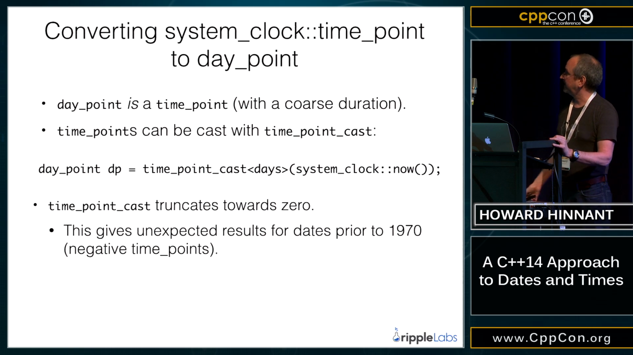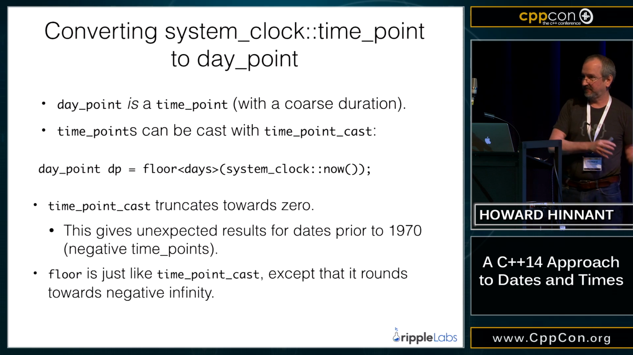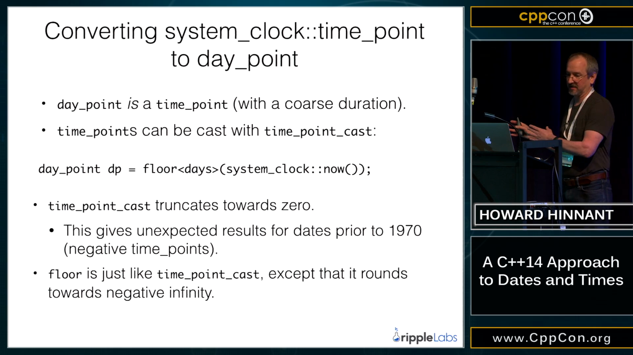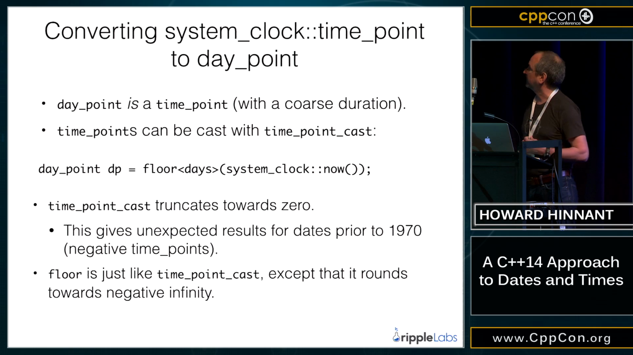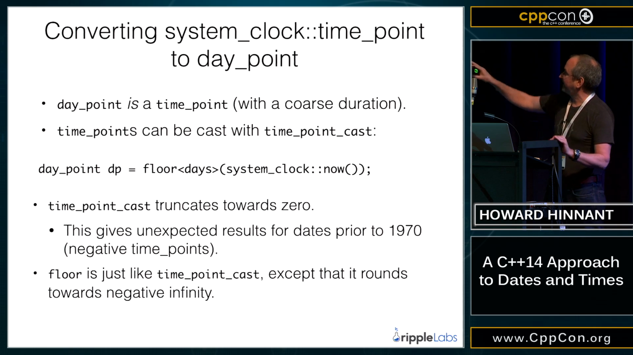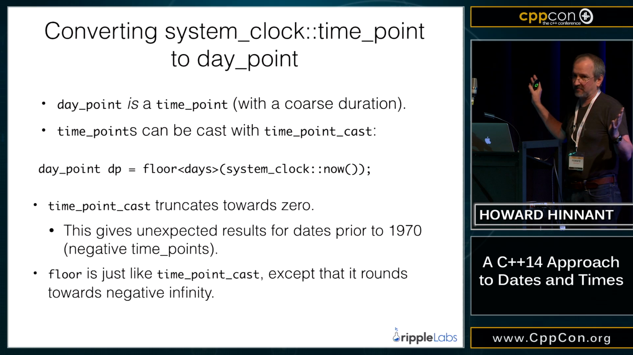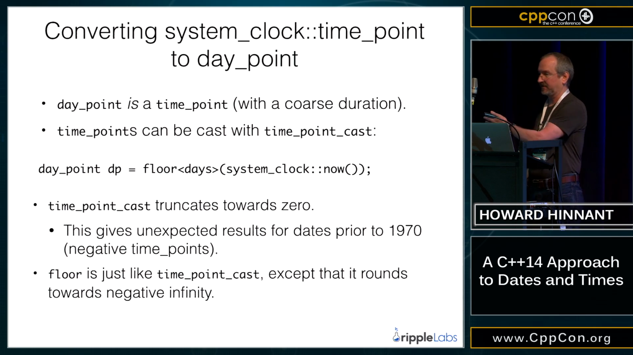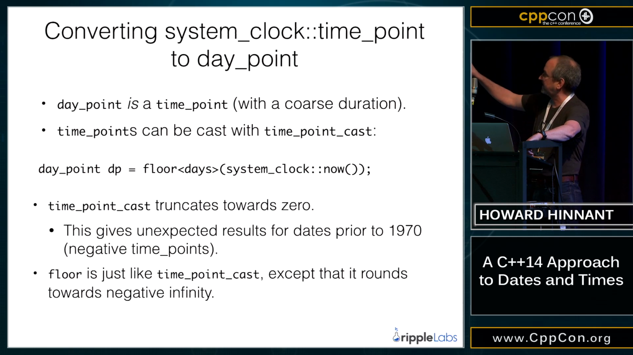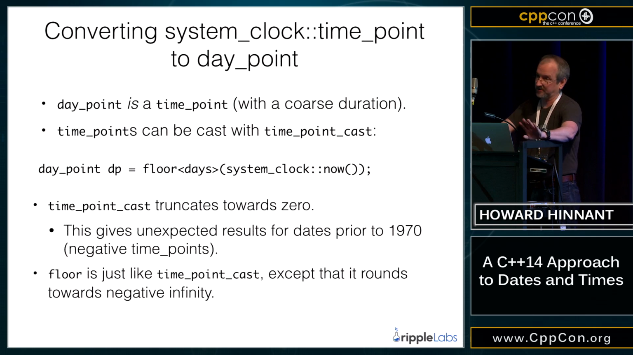So I'm creating a new rounding mechanism that's called floor, which rounds towards negative infinity so that it actually gives you the expected results for all time points, not just those after the epoch. It's just as efficient as time point cast. In fact, it actually calls time point cast and then does the rounding for you. And so I favor using that. If you don't like floor for some reason, you can always use time point cast and it'll work exactly as you want as long as you stay after the epoch. But I like floor because it's easier to type, it's easier to read, and it always gives the right result.